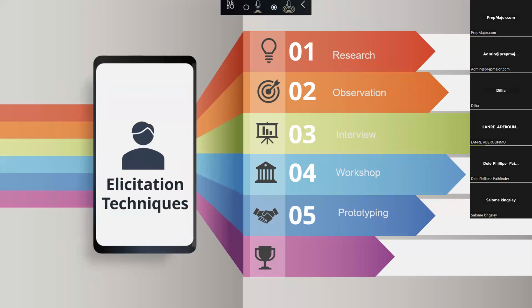So we have elicitation techniques. The first one is research. Like I said, as a business analyst, you have to do your research. You really have to do your research so that you can understand the solutions that you can come up with, and also understand what the project is about. There is so much research you can do.